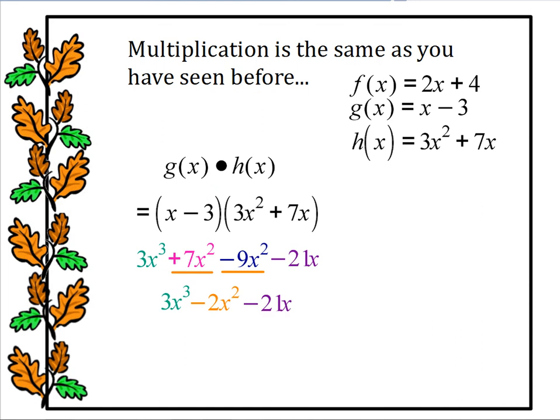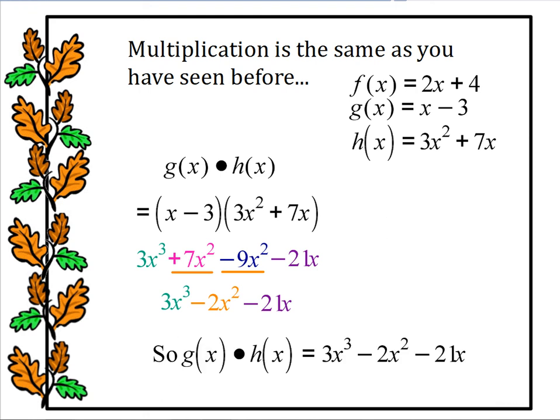After I get all of my distribution done, remember we can combine like terms again. The 7x squared and the negative 9x squared can combine to give me negative 2x squared. So I end up with 3x to the third minus 2x squared minus 21x.